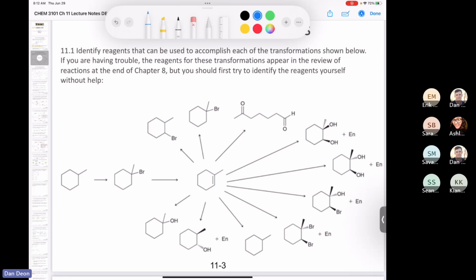And so this is all alkene chemistry. Alkene chemistry, chapter 8. And I can't stress this enough. What it says at the end is you should try to identify the reagents yourself without help. Do not peek, okay? At least give it the old college try. So we're going to start with this question right here.